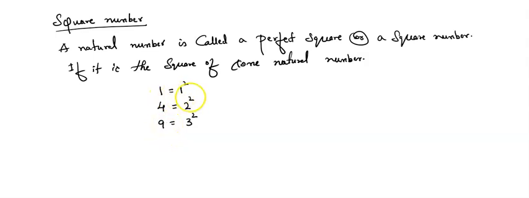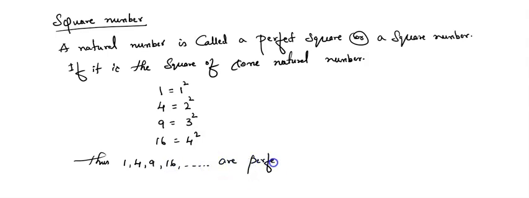1, that is 1 square. 4 is nothing but 2 square. 9 is nothing but 3 square. 16 is nothing but 4 square, and so on. So here we can say that thus 1, 4, 9, 16, etc. These all numbers we call as perfect squares.